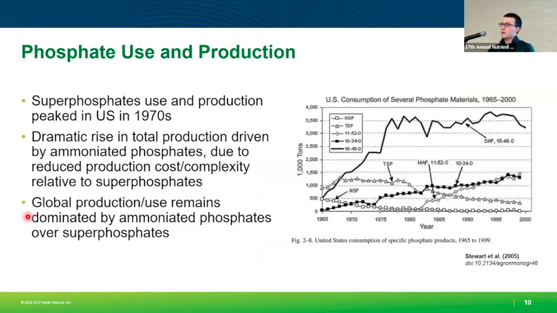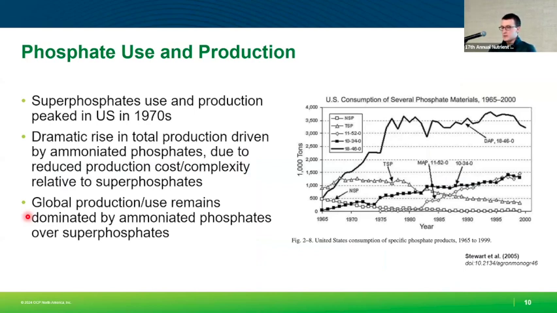I wanted to show this slide because we're going to be talking about different forms of phosphate fertilizer, some that we're probably more familiar with and some that we're probably less. I thought it was helpful to take a look at this historical data. This is on U.S. consumption of phosphates. You can see in the 60s and 70s, the primary sources of phosphate fertilizer were the superphosphates, TSP and simple superphosphate, SSP or OSP or NSP.